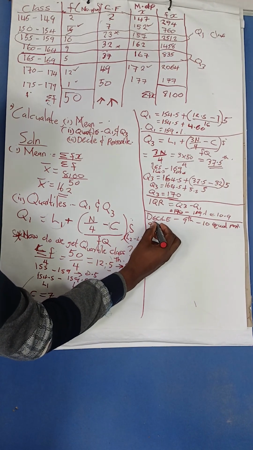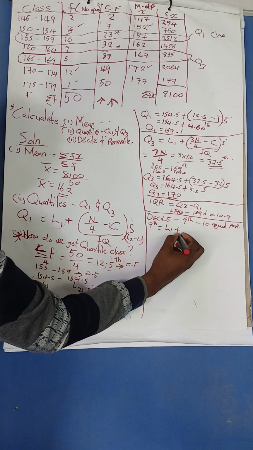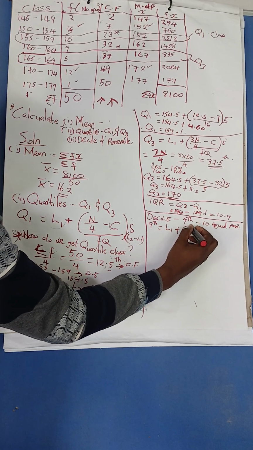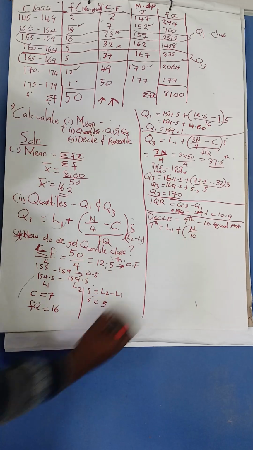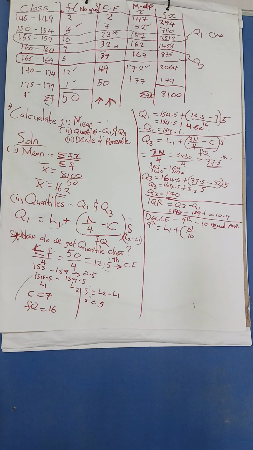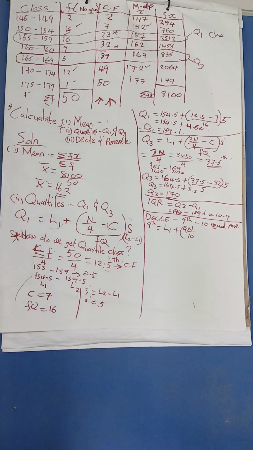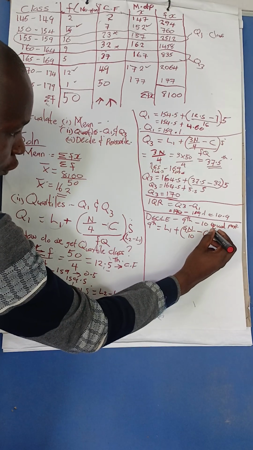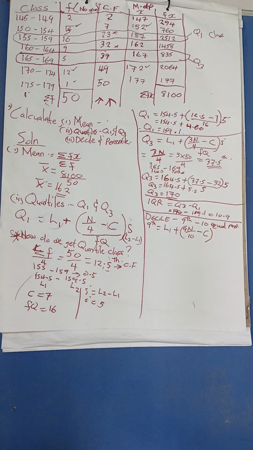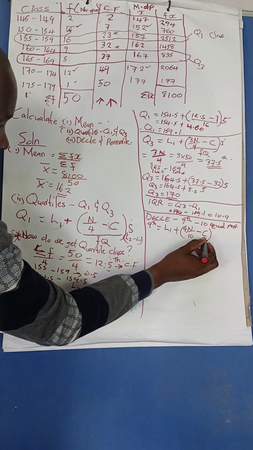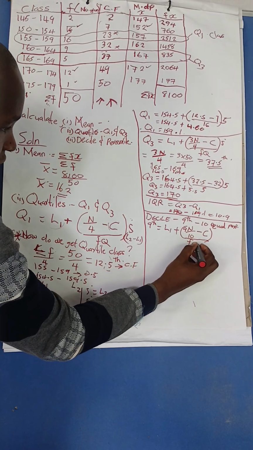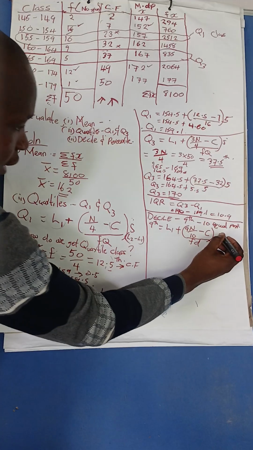To calculate the 9th decile, it will be equal to L1 plus, in bracket, n divided by 10. I've said you are dividing your data into 10 equal parts. Remember, it's 9, so we are getting 9 over 10 times n, minus the cumulative frequency before the 9th decile class, then you divide by the frequency of the decile class, then times the class interval.